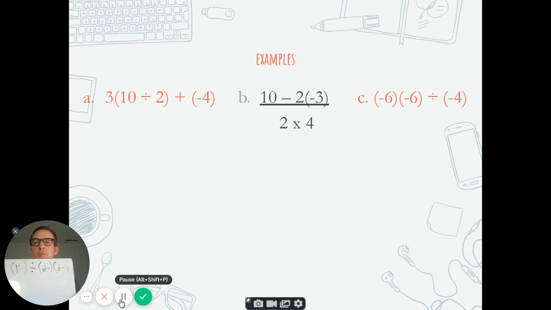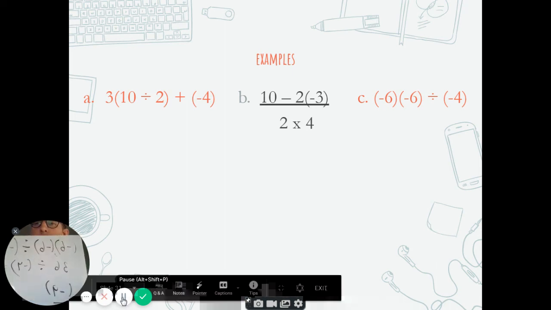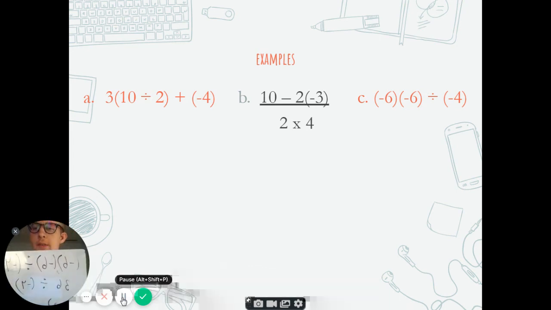So you must know your multiplication facts, and you must know your integer multiplication and division facts. Let me show you the answer written down. Okay, so you can see the steps here. We started out with negative 6 times negative 6 divided by negative 4. We then got positive 36 because we multiplied two negatives. So positive 36 divided by negative 4 is negative 9.